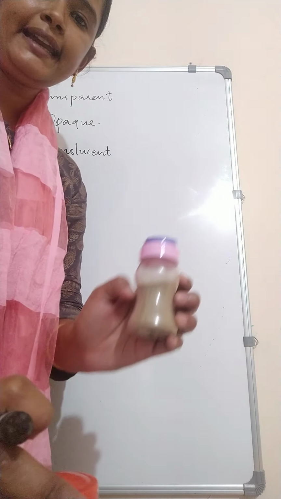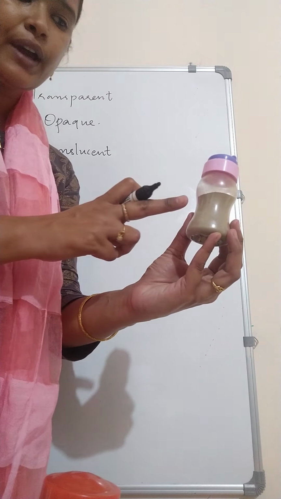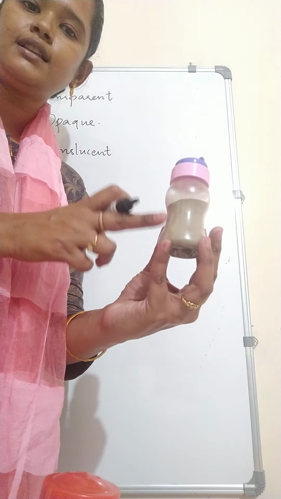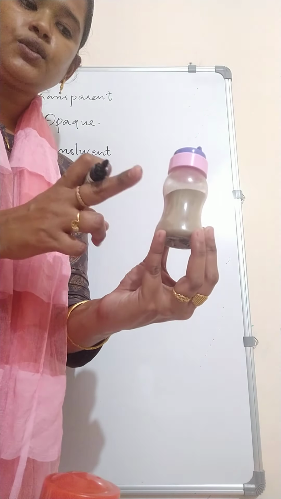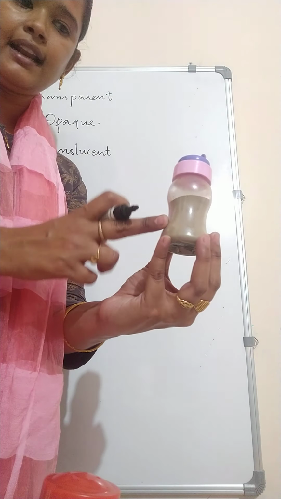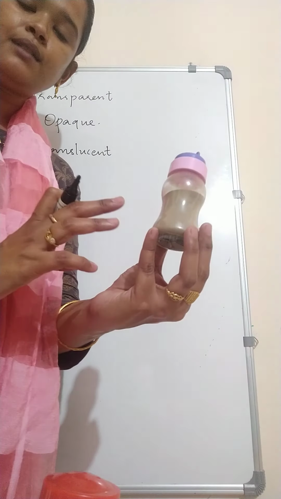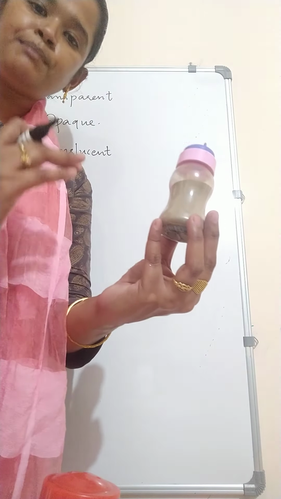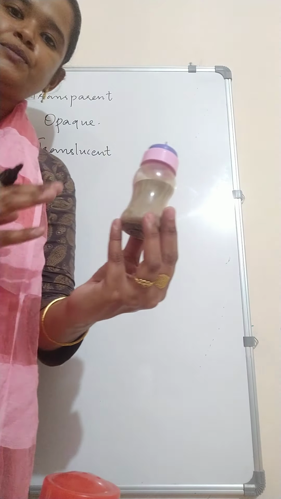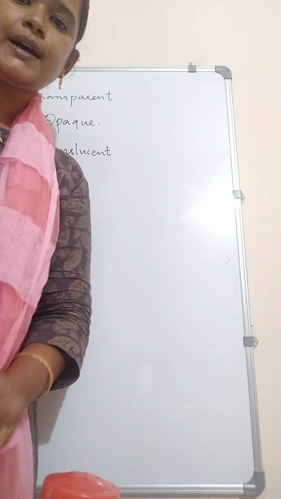For example, here I have one bottle in my hand. Through this bottle you can see some of the things inside it. That means here I took pepper powder in this bottle, so we can see it through this bottle. So we can tell this bottle is made up of transparent material. Understood? Transparent means through that material we can see the object inside it or behind it. Such a material is called transparent material.